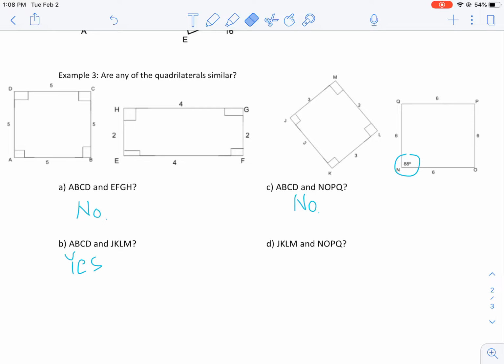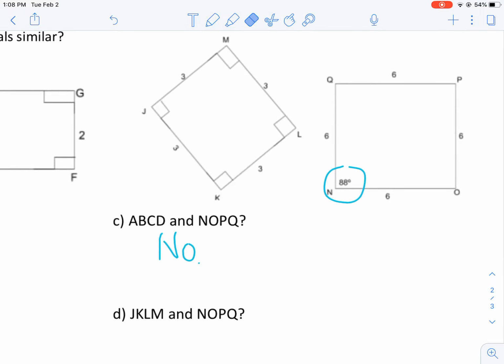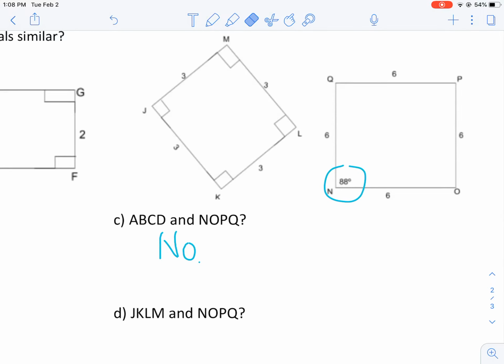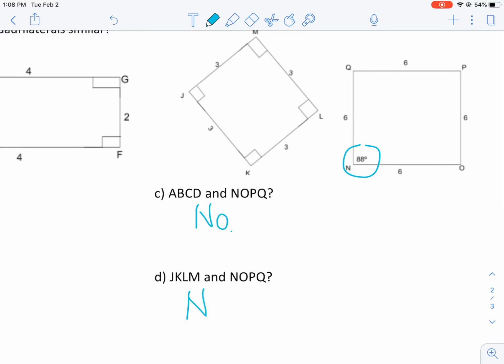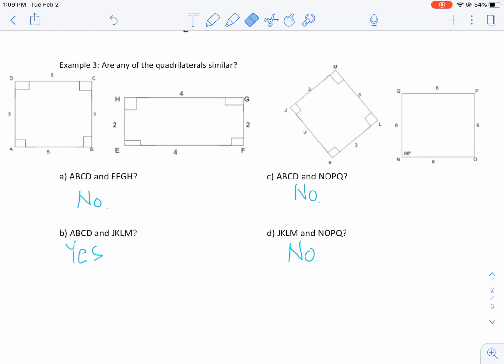And then it says J, K, L, M, and N, O, P, Q. This one's also going to be no, pretty much for the same exact reason, all right? All of these angles are right angles, and that angle N right there is 88 degrees, so we can already say no, the corresponding angles aren't congruent. So that's kind of how you can check to see if two shapes are similar.